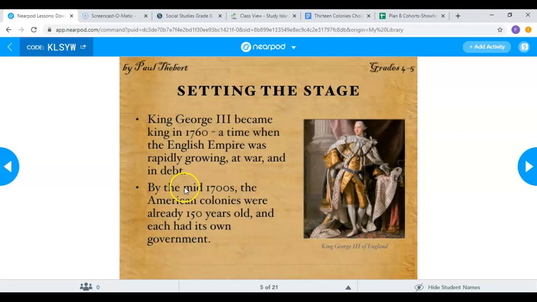So by this time that we're talking about, so we've skipped ahead, the colonies had been founded, and now we're skipping ahead to about the mid-1700s. The colonies were already about 150 years old, and each colony, Massachusetts, Rhode Island, North Carolina, they already had their own governments in place. So they were governing themselves, but then, of course, Great Britain was also trying to govern each one.